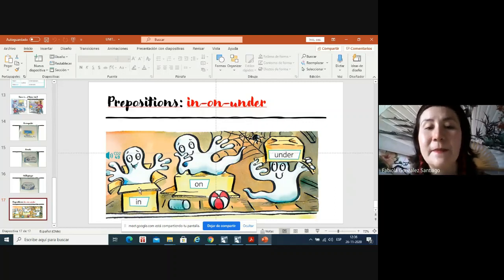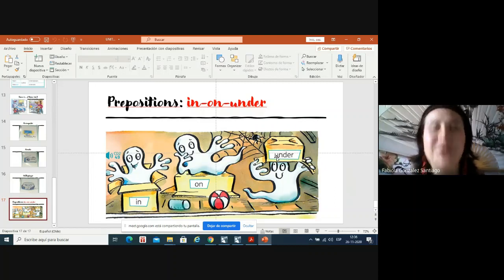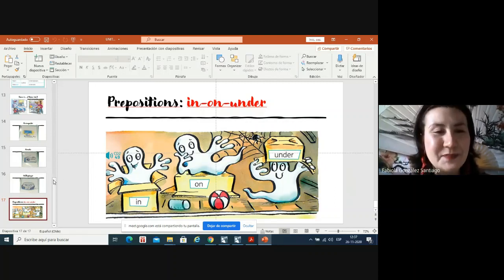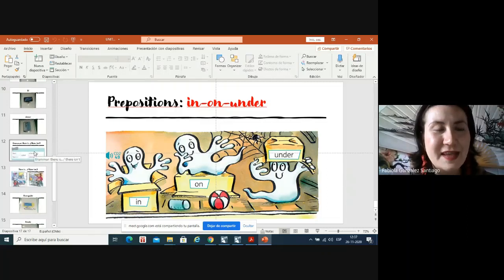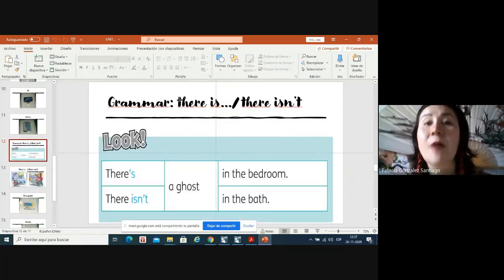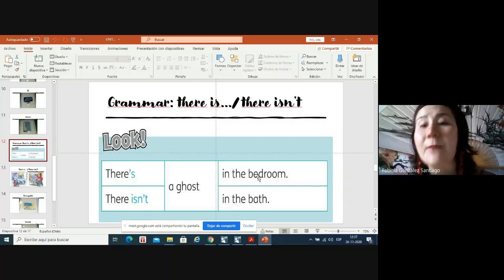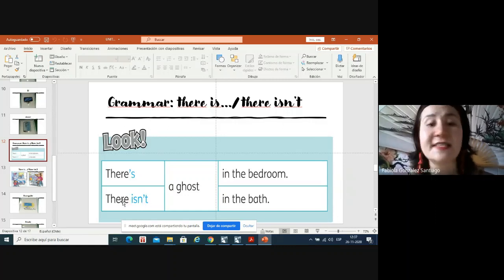So now, let's review the prepositions. In, on, under. Good. So, let's review grammar. There is, there isn't. There's a ghost in the bedroom. There isn't, no hay, there isn't a ghost in the bath. Right?